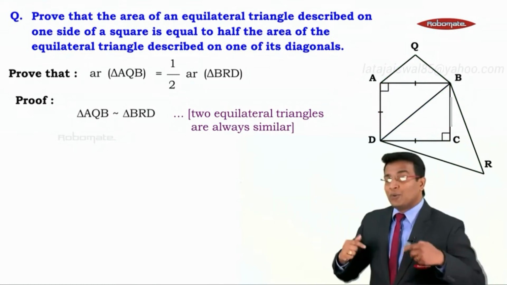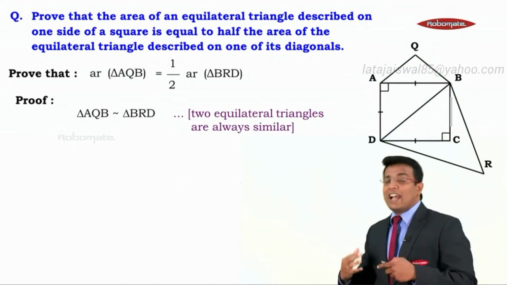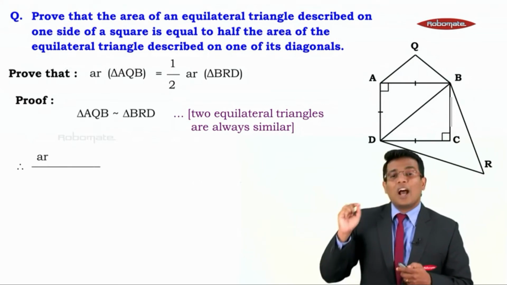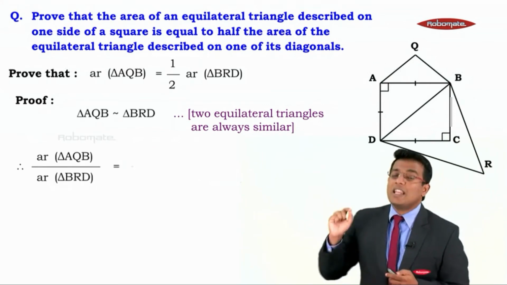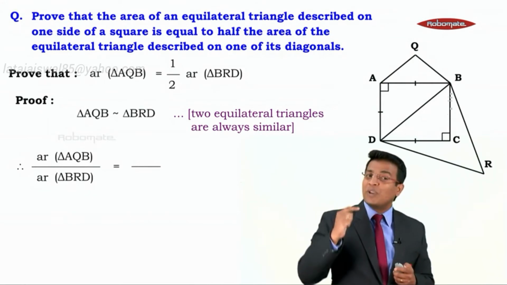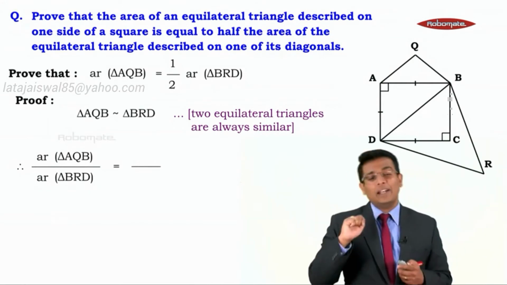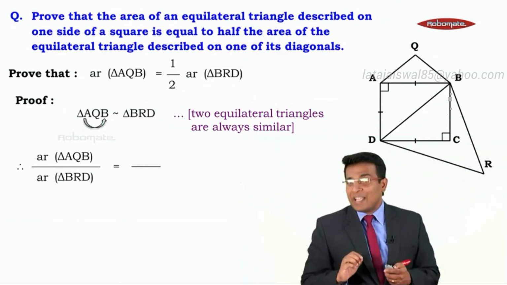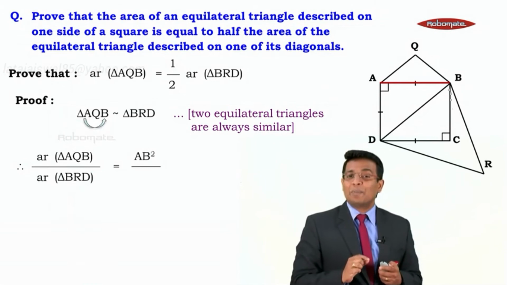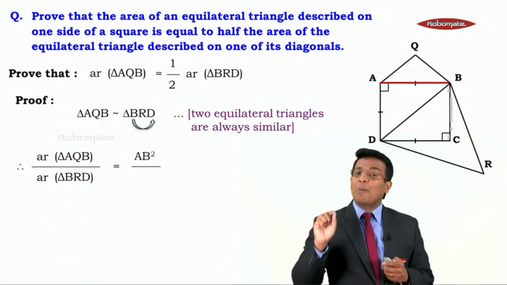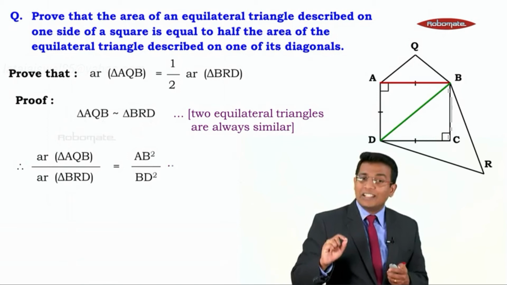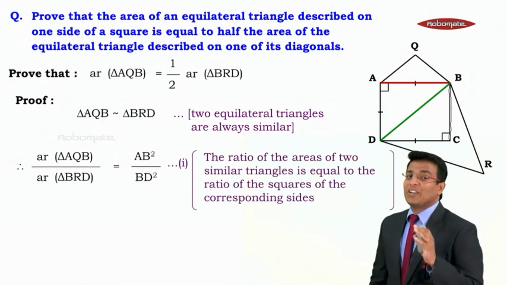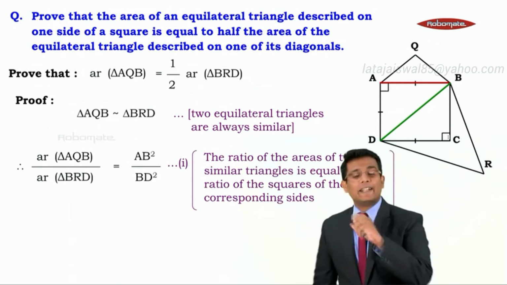Now we know that two triangles are similar and we are talking about area. That means we are using that theorem, that is, we write area of triangle AQB upon area of triangle BRD is equal to the ratio of the squares of their corresponding sides, right? Now which corresponding side are we going to take? Let's say we take AB, and for AB the corresponding side is BD. So we write AB square upon BD square, and the reason is that the ratio of the areas of two similar triangles is equal to the ratio of the squares of the corresponding sides.